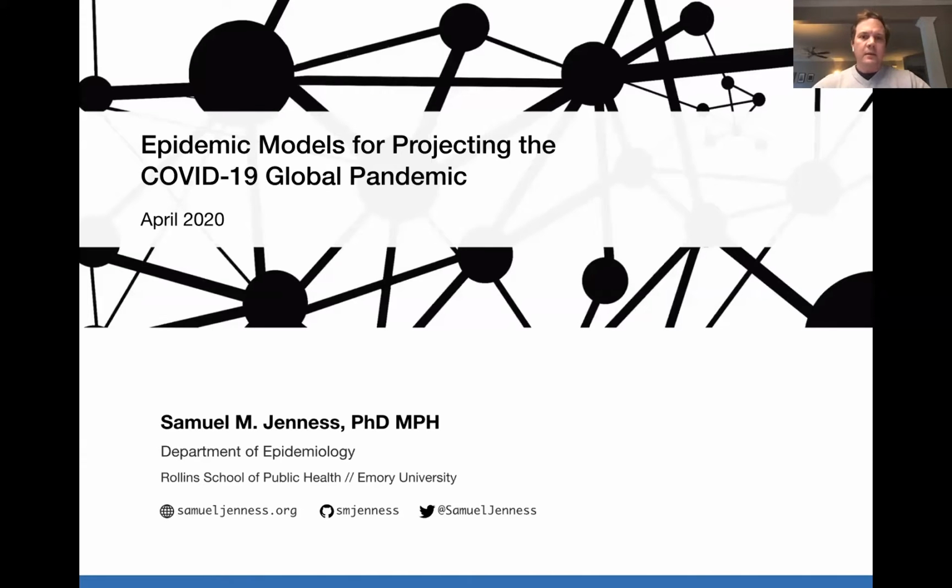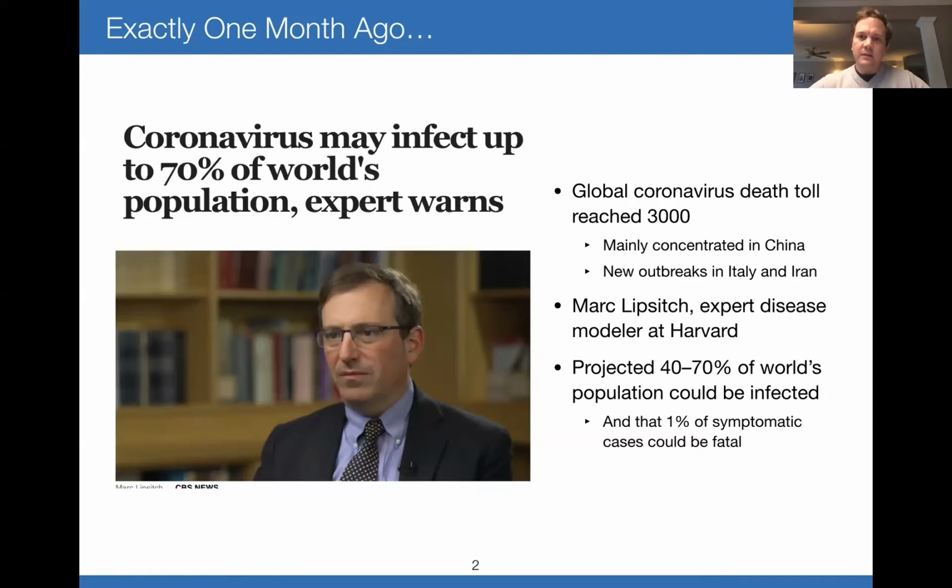Okay. So the topic tonight is epidemic models for projecting the COVID-19 global pandemic, and the organization of the talk is to introduce epidemic models, infectious disease models more generally, and also discuss how they're being used specifically within the coronavirus response. So exactly 1 month ago today, which seems like lifetimes ago, a projection by Mark Lipsitch, who is an infectious disease modeler and expert in respiratory infections at Harvard, projected, based on a relatively basic model, that up to 70% of the world's population could become infected.